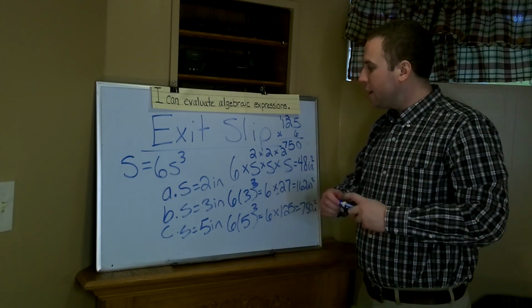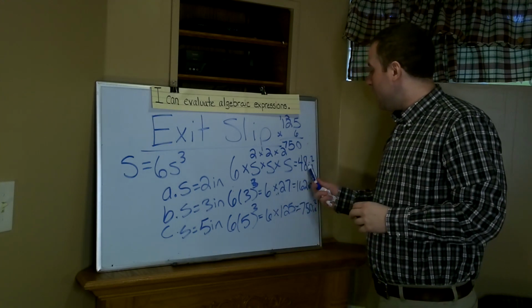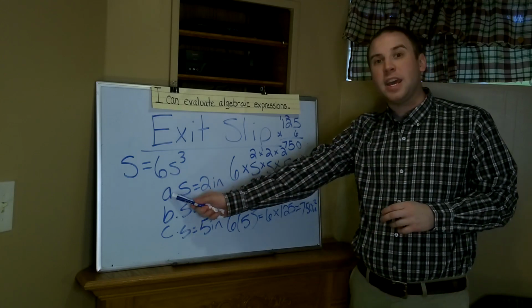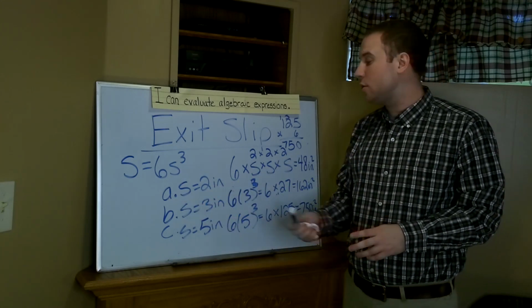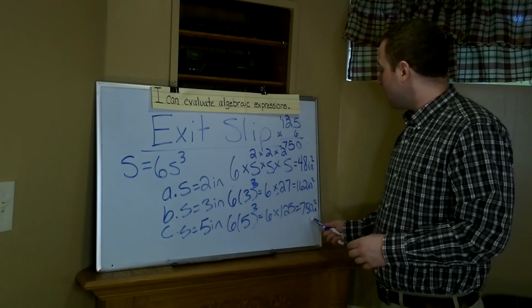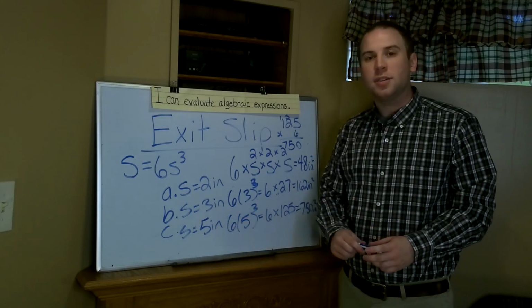So our answer for this is 48 inches squared for part A, 162 inches squared for part B, and 750 inches squared for part C.